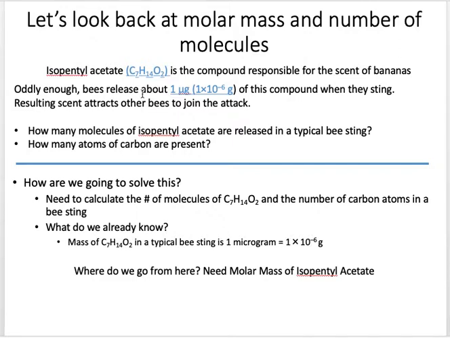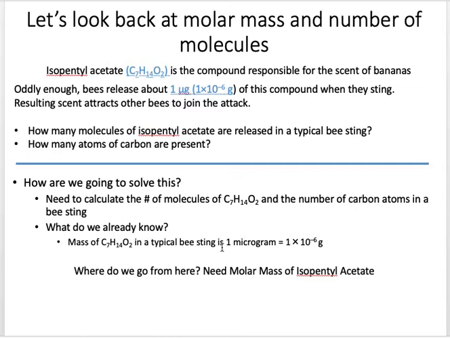Isopentyl acetate, here's the formula, is a compound responsible for the scent of bananas. It's also released by bees in about 1 microgram when they sting. This compound smells, and that's a hint to other bees that one bee has already stung something and that other bees should come and sting the same thing. The question asks how many molecules of isopentyl acetate are released in a typical bee sting, and then how many carbon atoms are present in that typical bee sting.